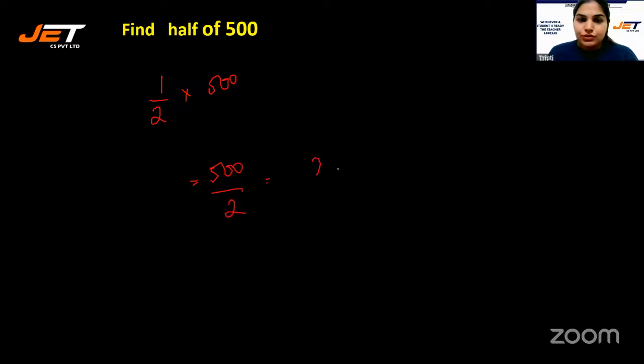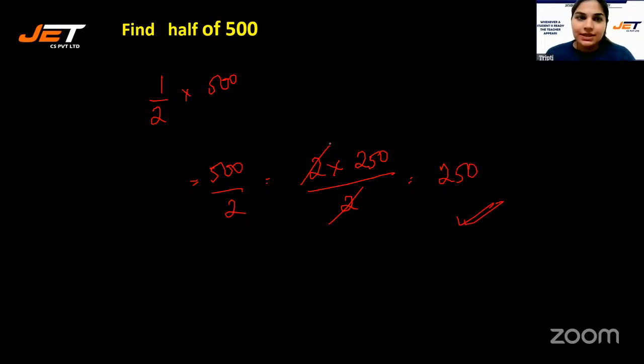Done. I hope it is. Okay, so over here it's like half of 500. Simple. So here 500 by 2, right? So 2 times 250 will give me 500 in the denominator. 2 cancels, 250 is the answer. Half of 500 is 250.